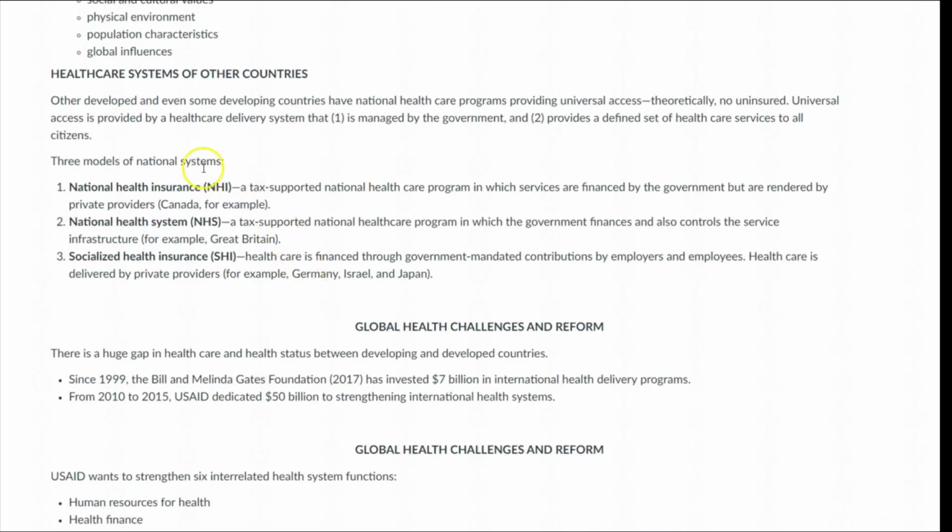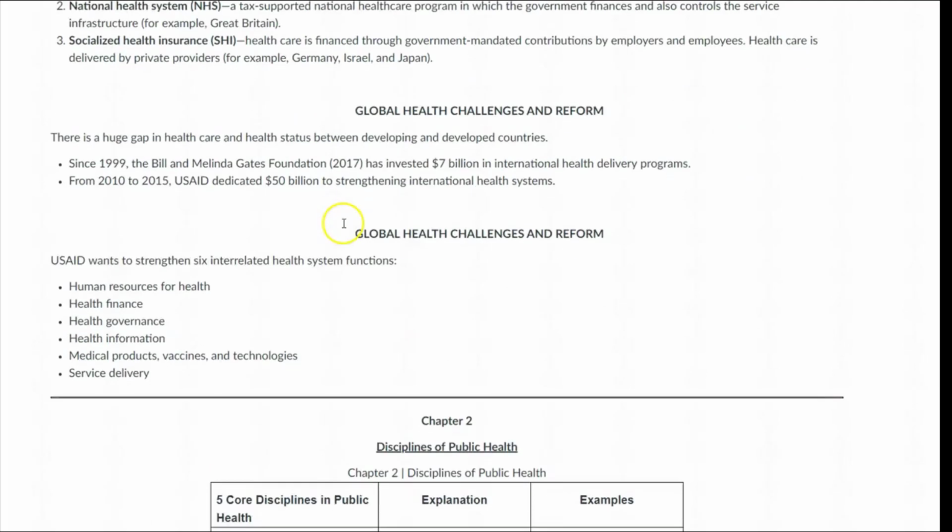Then below that is a list of the main characteristics of the U.S. healthcare system, as well as the forces that shape the basic character of our healthcare system, which again touches on a lot of the external forces that were listed above. And then the last section for chapter 1 covers different healthcare systems found in other countries and the 3 primary models, which is the National Health Insurance model, National Health Systems model, and the Socialized Health Insurance model.